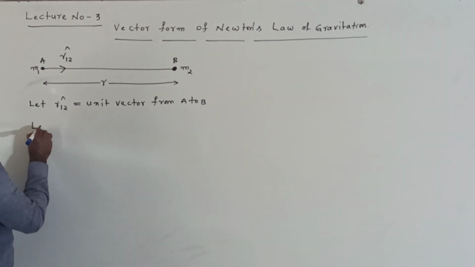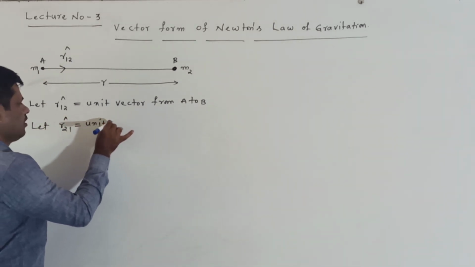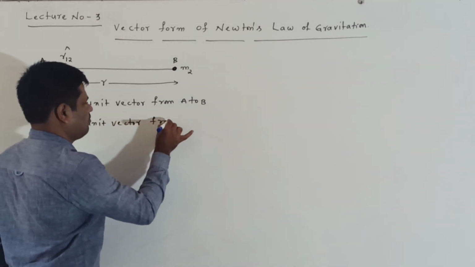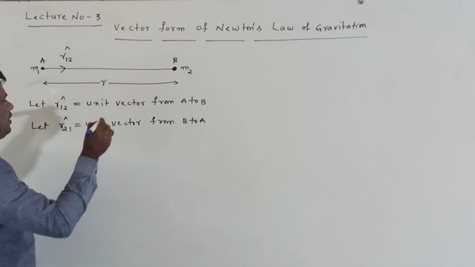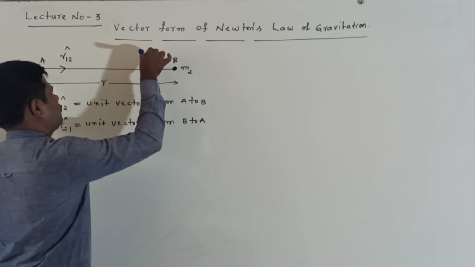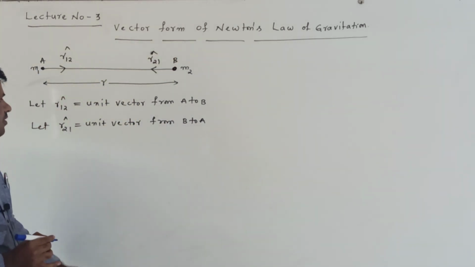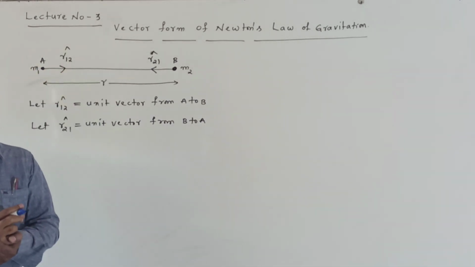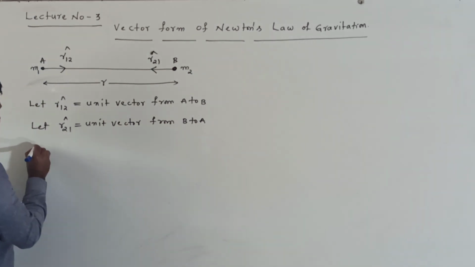Now let r21 cap be a unit vector from B to A. r21 cap is a unit vector from B to A. r12 cap is a unit vector from A to B. Clear? Right.